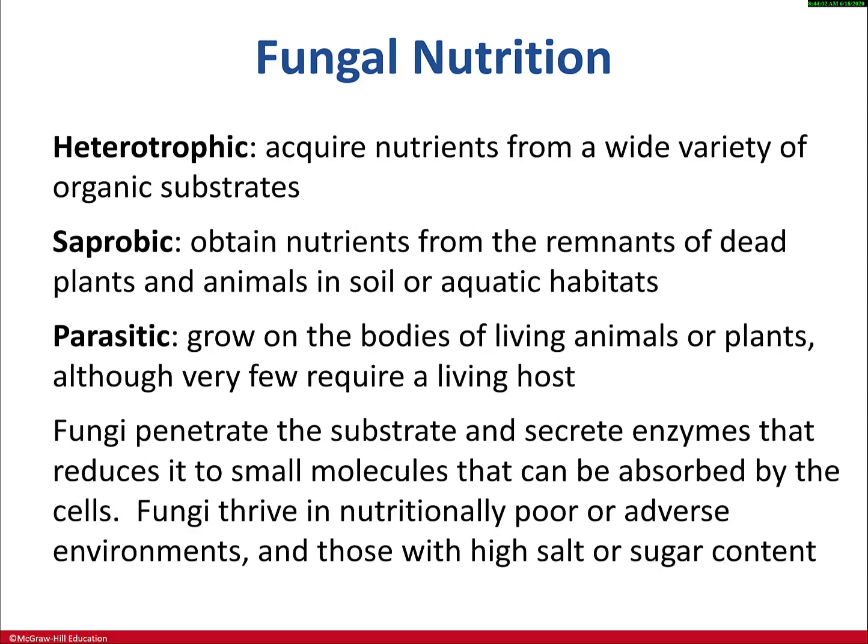Okay, fungal nutrition. These are some of the terms I think it's important that you learn, and again, do it systematically. We look at heterotroph. Anytime you look at a troph, it's a requirement or need, and so it's different needs. It acquires nutrients from a wide variety of organic substrates. So heterotrophic. Saprobic obtains nutrients from remnants of dead plants and animals. And parasitic, grow in the bodies of living animals or plants, although few require a living host.